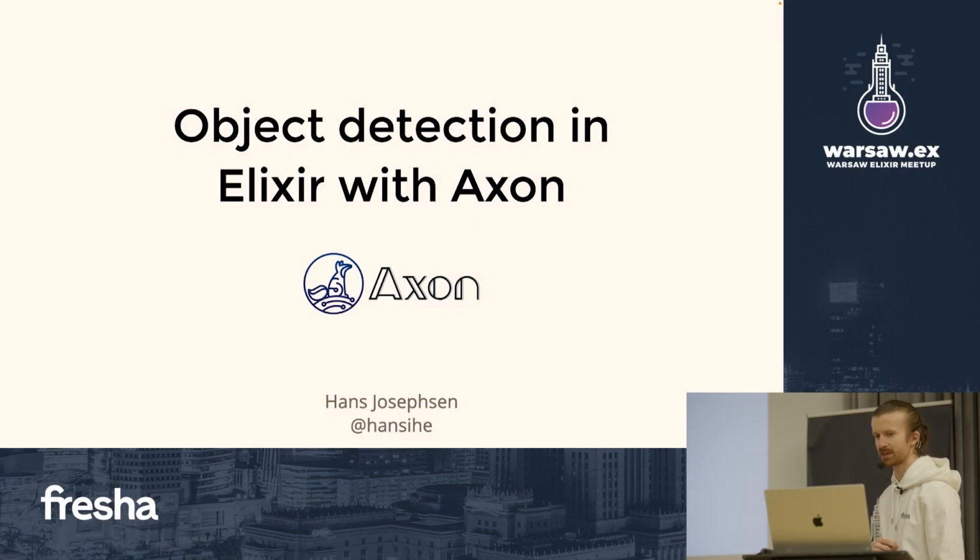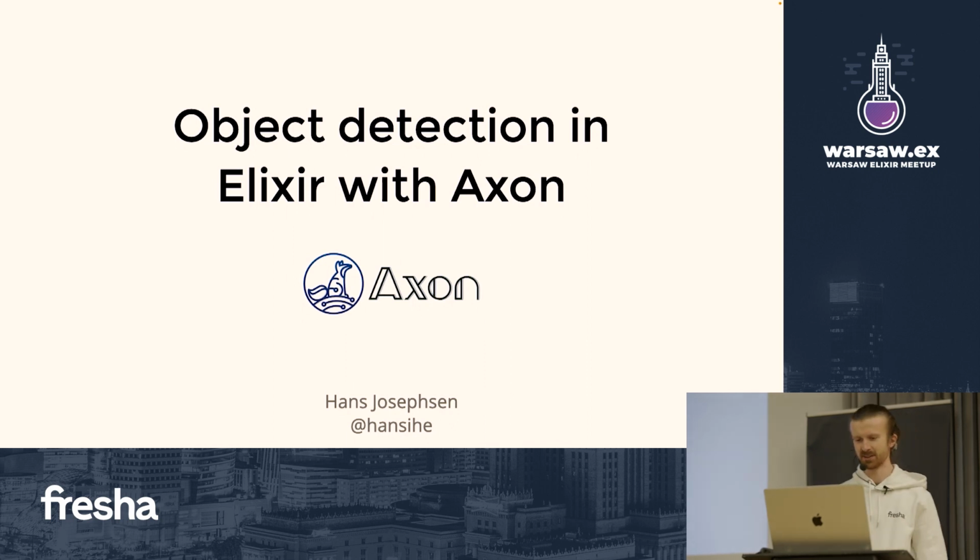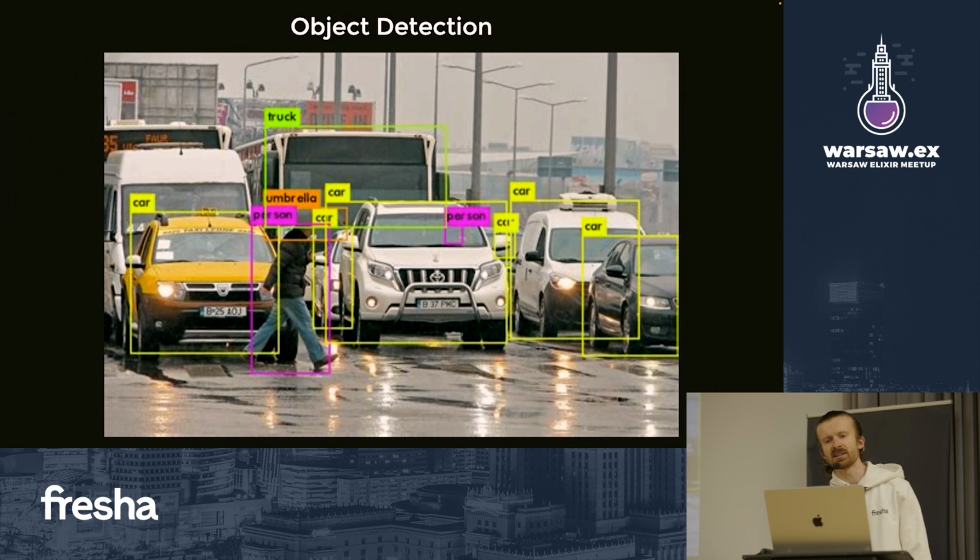Yep. So my talk title is Object Detection in Elixir with Axon. And hopefully all of you know what Elixir is, but there's two words here that I want to explain to begin with. That is object detection and it's Axon. So let's start with object detection briefly.